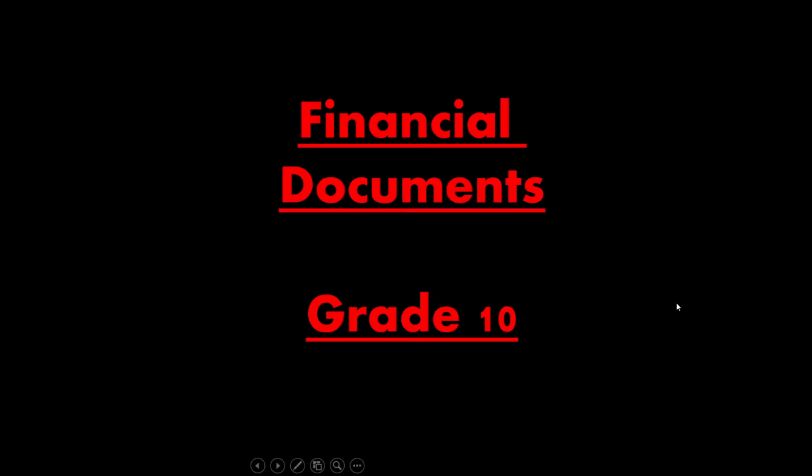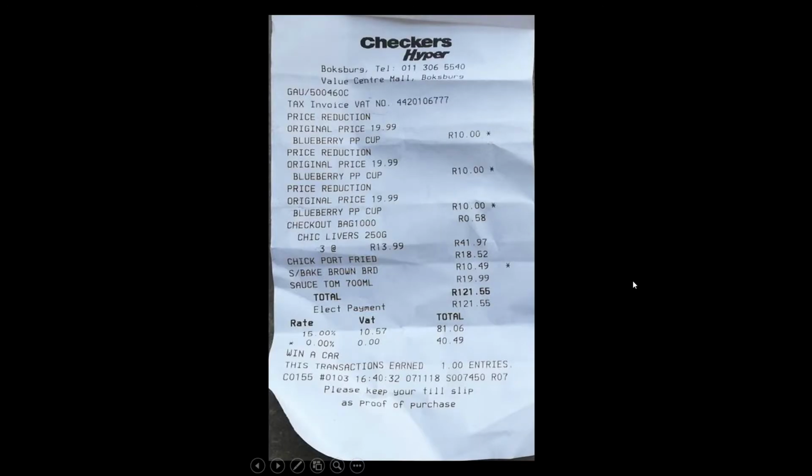Right. So, like I said, grade 10, we're looking at till slips, and I'm going to give you two examples. Most of you know these things. You've seen these till slips when you go to the shop with your parents. So let's have a look at some of the information that's on this till slip and what they could possibly ask you.